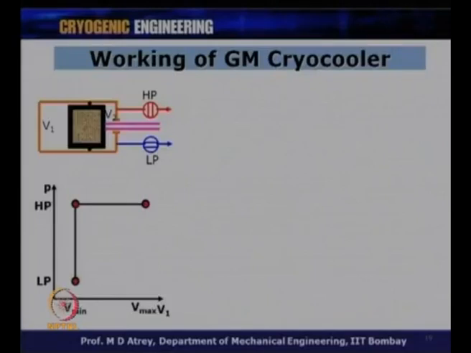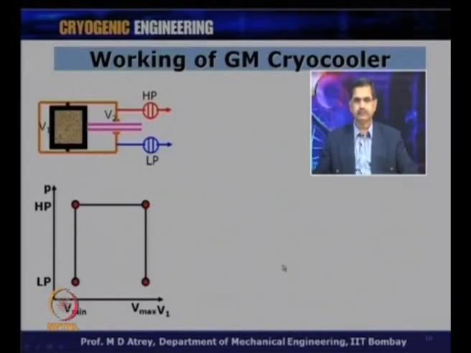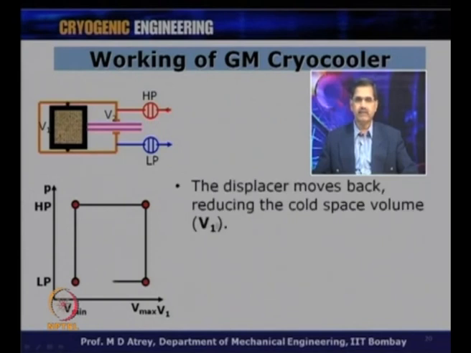So, suddenly what was at high pressure gets exposed to the low pressure, therefore, what will happen? The temperature will come down. All right, the gas temperature here at V1 will suddenly come down. This expansion produces the cold, and now with the motion of the displacer later, as the displacer moves to the left, it moves back, reducing the cold space volume. So, when the displacer moves to the minimum position, it will displace all the gas from here to come out on this side. The gas will go to the LP and the cycle will continue.